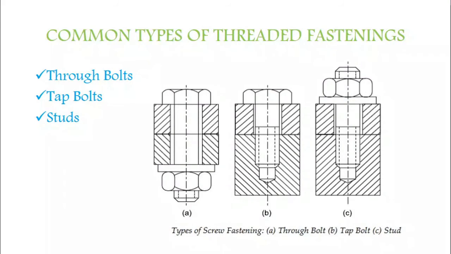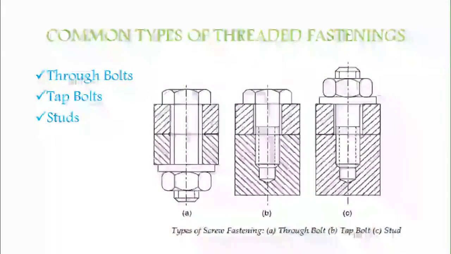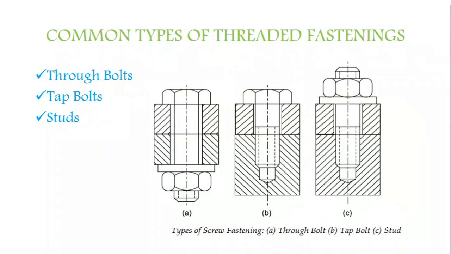However, they are available in small sizes from 5 millimeter to 30 millimeter nominal diameter. The tap bolts are used under the following three conditions. The first condition is one of the parts is thick enough to accommodate the threaded hole. Here part 1 and part 2 are there. In part 2, the thickness is enough to make the threaded hole.